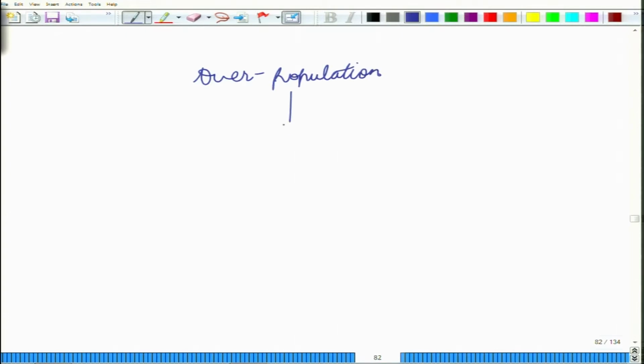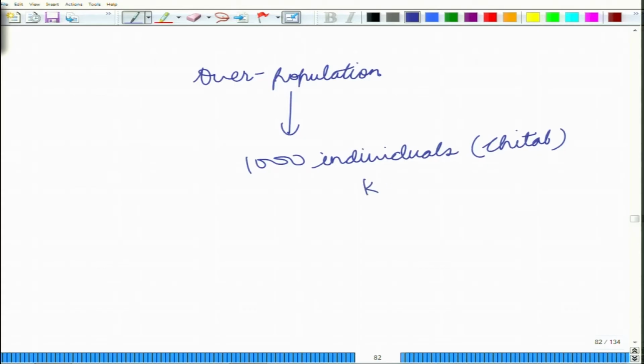suppose you have 1000 individuals of any particular species, let us say that we are considering a cheetal population. Now, you have 1000 individuals, but the carrying capacity is say 700 individuals. So, in this case 300 individuals will die off. Why would they die off?